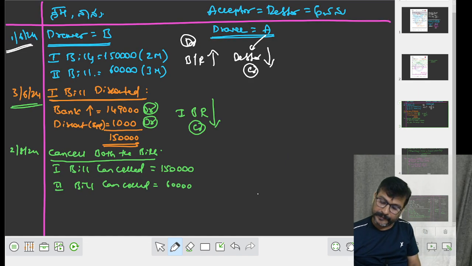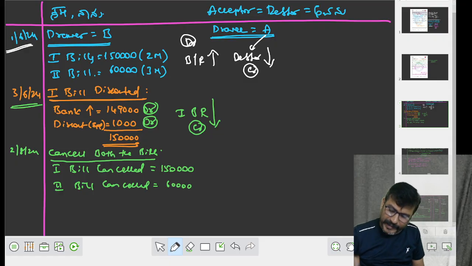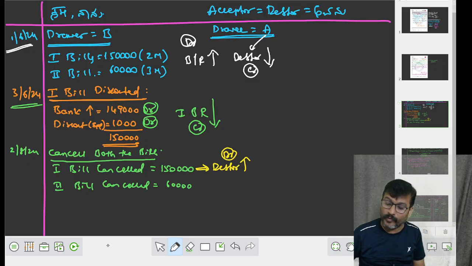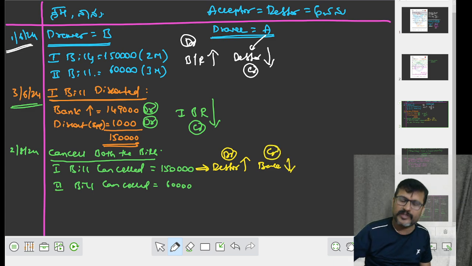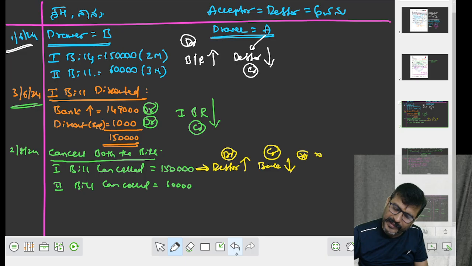देखिए ना बाद में क्या हुआ. Now tell me. Here what happened? See carefully, my dear student. Cancel both the bills. कौन सा बिल? फर्स्ट बिल कैंसिल कर रहे. ये बिल कैंसिल हुआ तो क्या होता? Debtor increased debit. We should not say BR decreased because this bill is with whom? This bill is with your banker. हम तो बैंक को पैसे देना पड़ता. So our bank balance will decrease. It is to be credited. We should not say BR decreased.